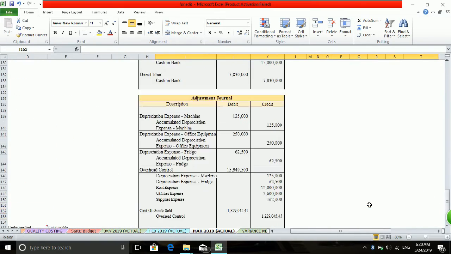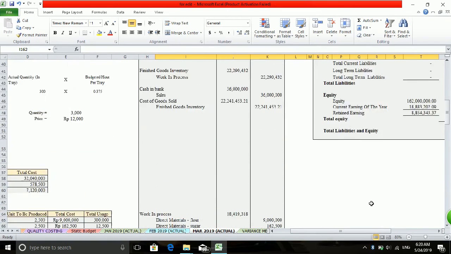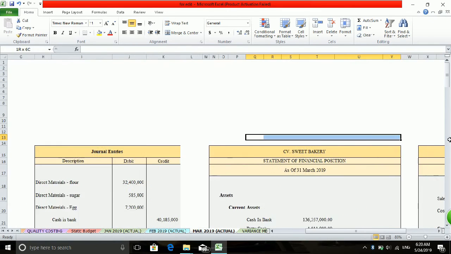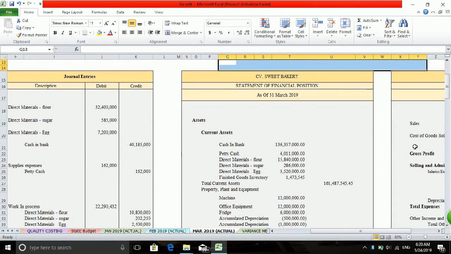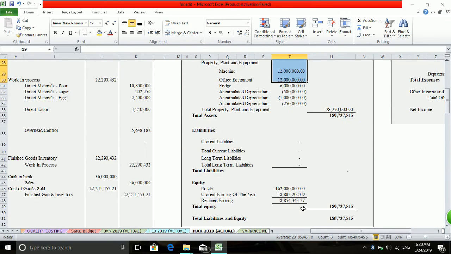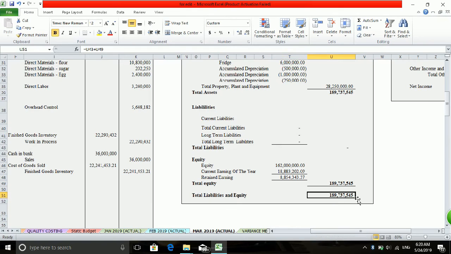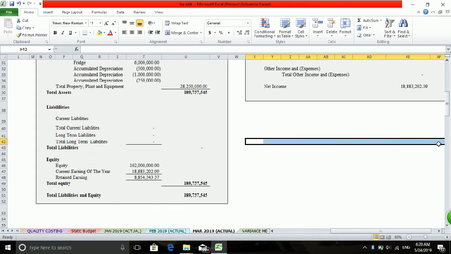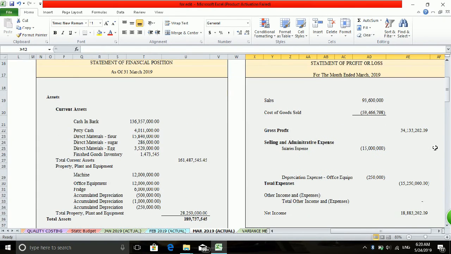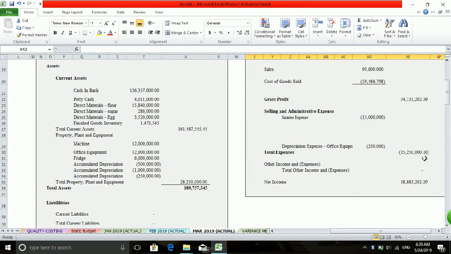And after all of these journal entries, we will make the statement of financial position also. So this shows the balance of this statement of financial position, and also the profit or loss. And in March, it shows net income in this nominal.